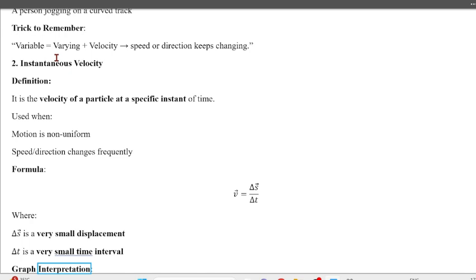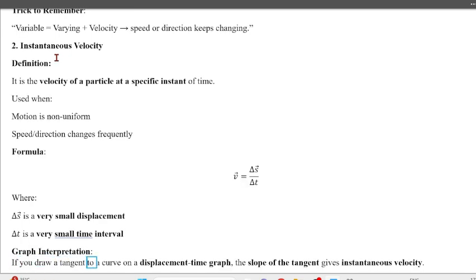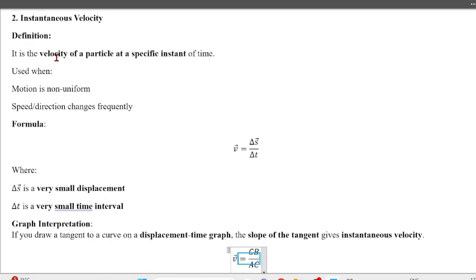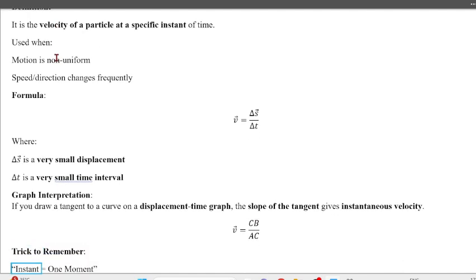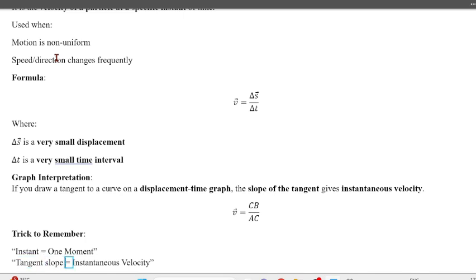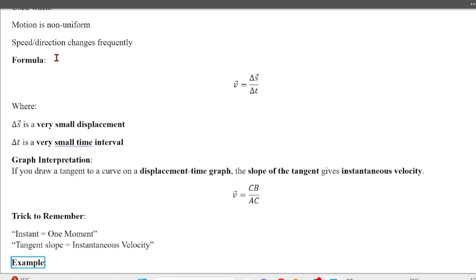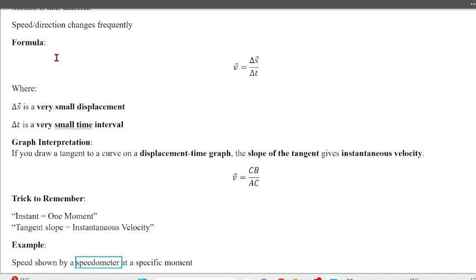Graph interpretation: if you draw a tangent to a curve on a displacement-time graph, the slope of the tangent gives the instantaneous velocity, v equals CB over AC. Trick to remember: instant is equal to one moment, tangent slope is equal to instantaneous velocity. Example: the speed shown by a speedometer at a specific moment.